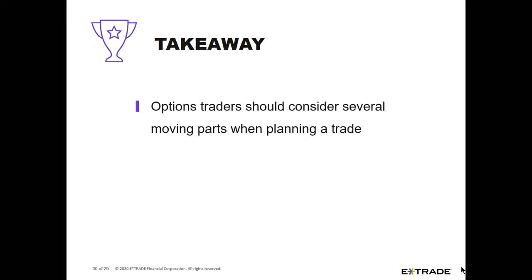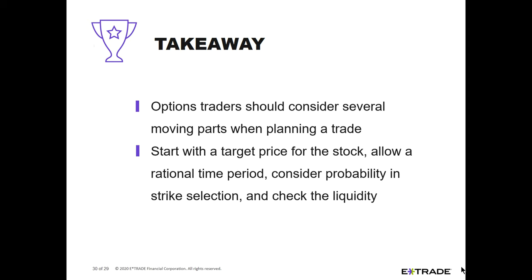So look, you have a bunch of moving parts in an option trade. Think about them in sequence when planning your trade. Start with your target price, then consider time periods. What's an aggressive time period? What's a conservative one? Take a look at probabilities, start recognizing the probability relationships, and then finally make sure you check your liquidity before you wade into the waters.